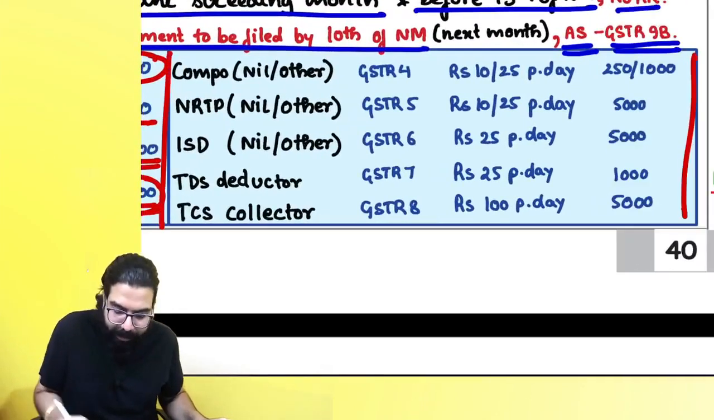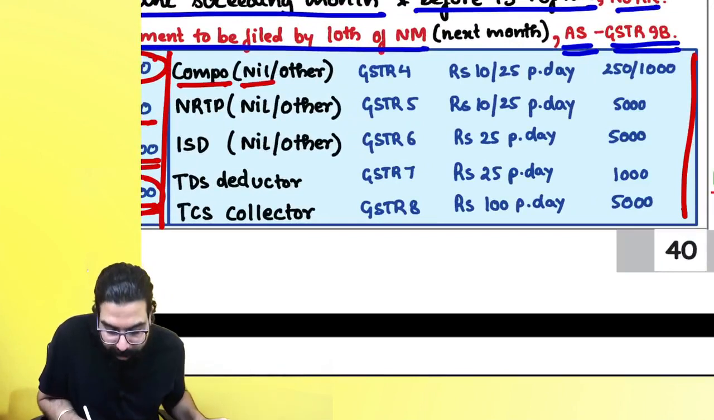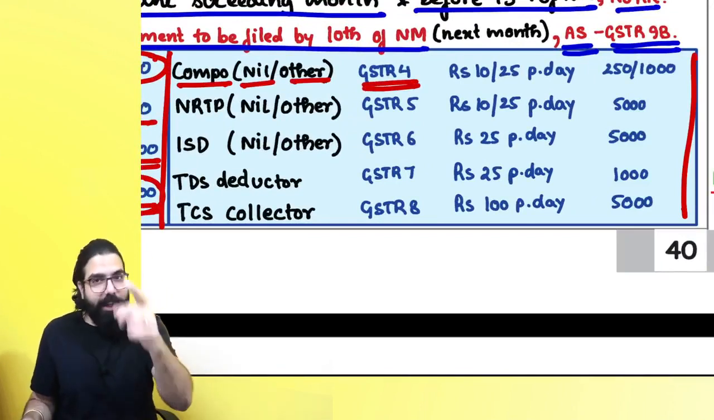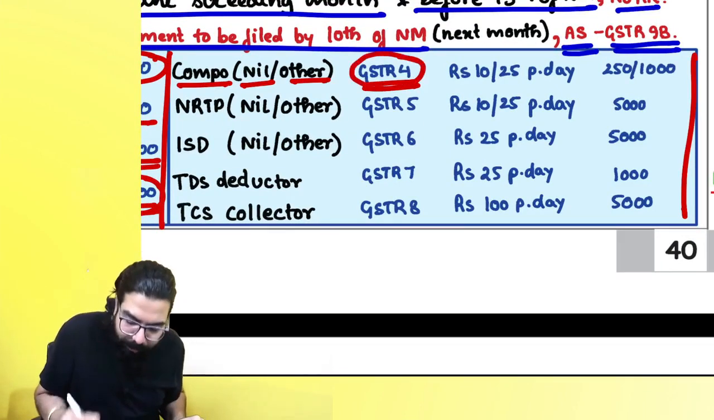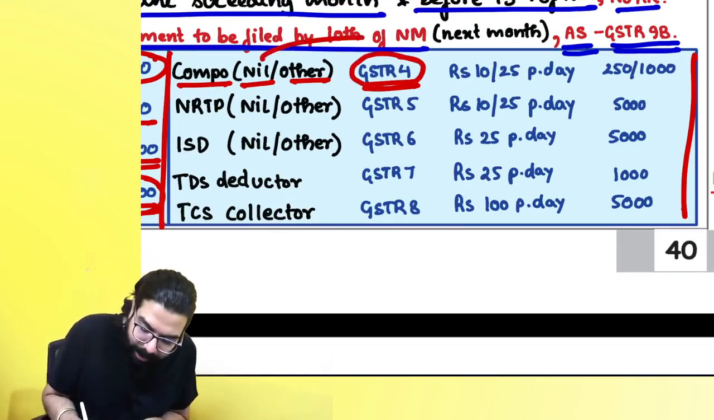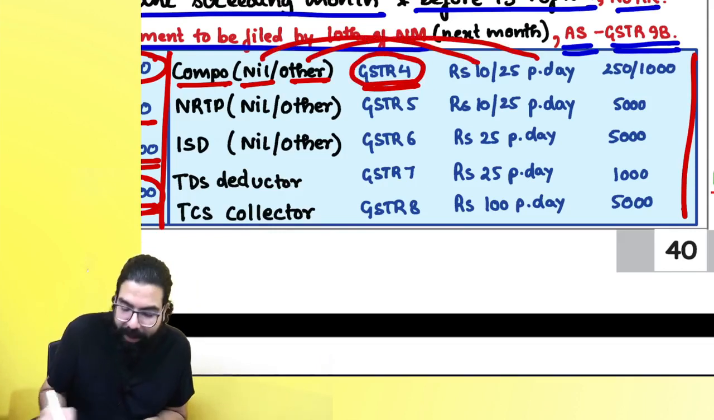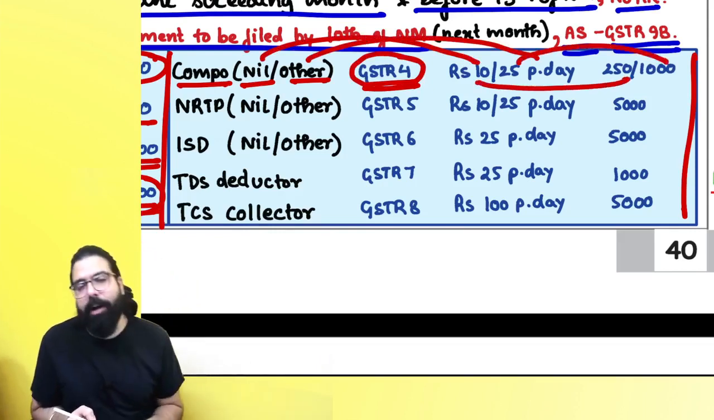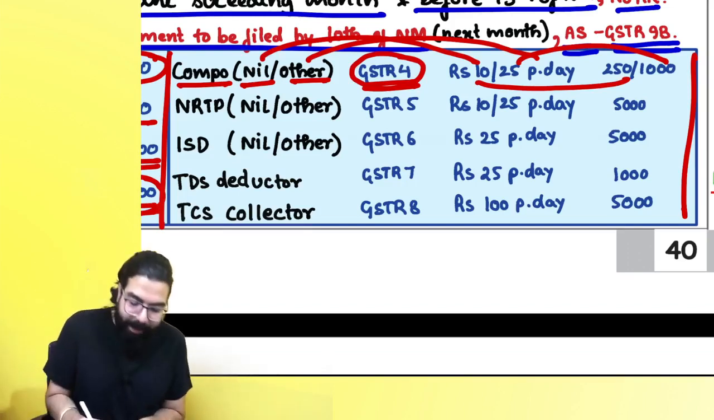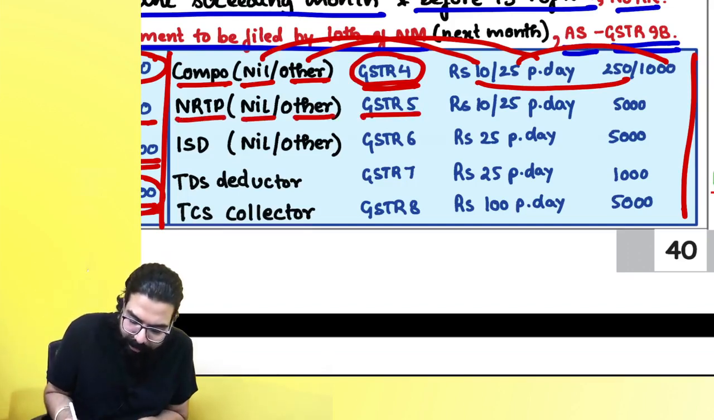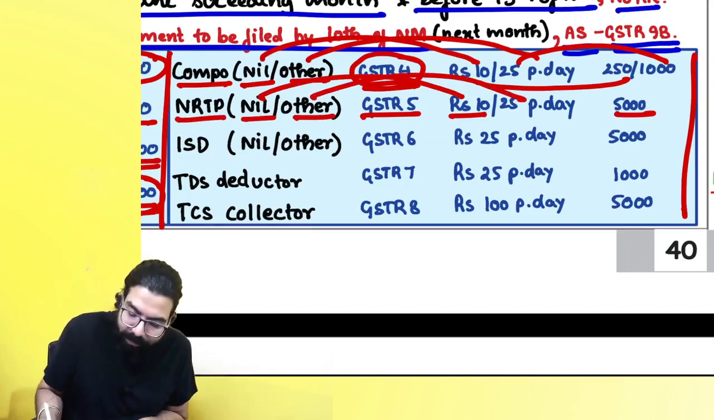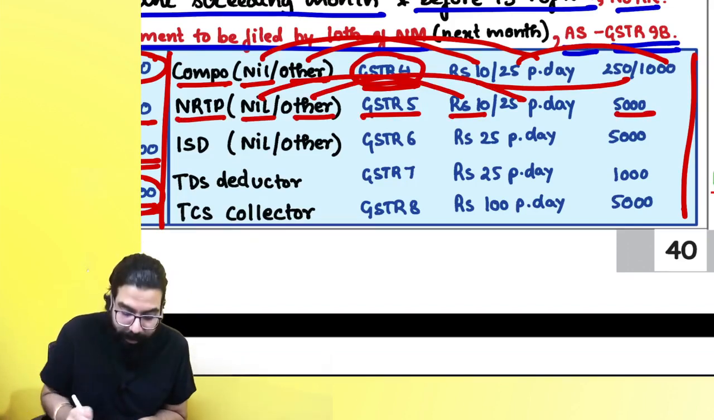The same thing has been given for composition dealer, nil return or other return. Composition dealer files GSTR 4 by 30th of April. Now, for composition dealer, they told, sir, nil return, it will be 10. Other than nil return, 25. For nil return, it will be 250 rupees maximum. For other than nil return, it will be 1,000 rupees maximum. Then, sir, NRTP nil or other GSTR 5, 10 rupees in case of nil, in case of others 25. Maximum was not changed, maximum fees is the same.